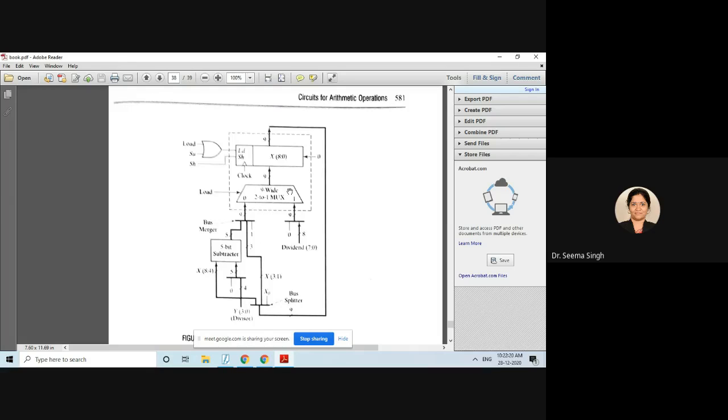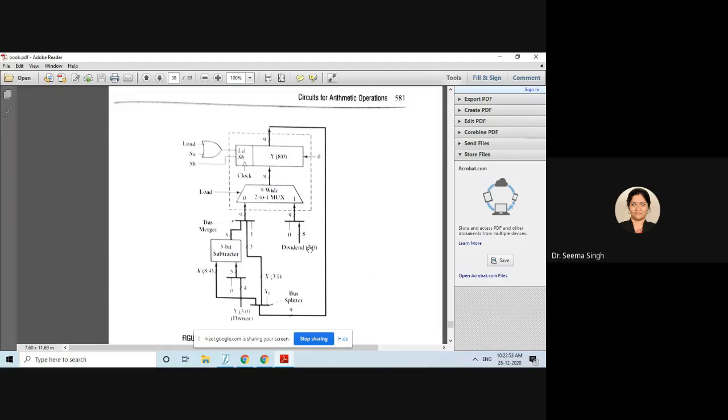This is taking care of loading it with the dividend register, that is your 8-bit. You can see that this one is your 8-bit, this one is your 8-bit, right? And this is taking care of the time when the subtraction is required, not now. So this is a multiplexer which will take care of shifting as well as subtraction.